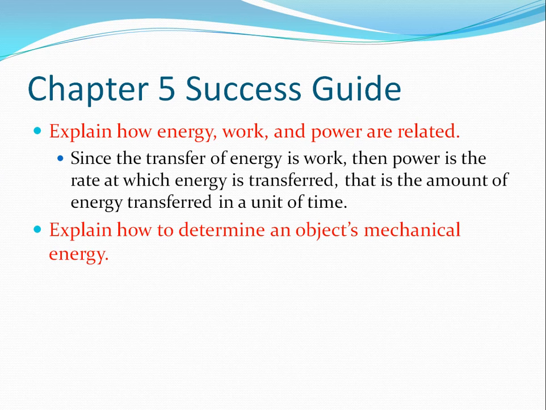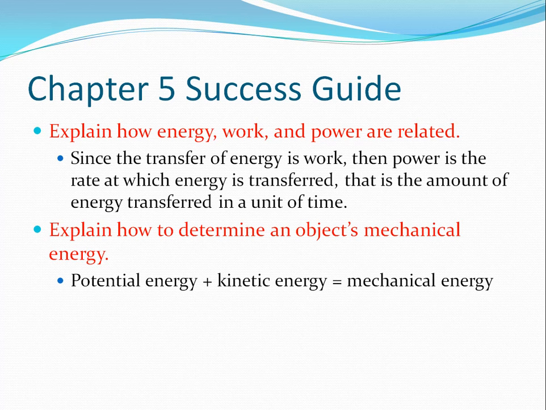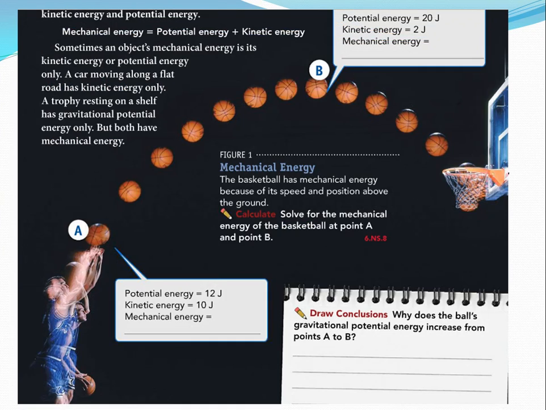You explain how to determine an object's mechanical energy. The mechanical energy is just the summation or the addition of potential energy and kinetic energy. So you add the two together and that equals your mechanical energy. Probably one of the easiest calculations you'll do. An example here would be looking at this picture from your book.